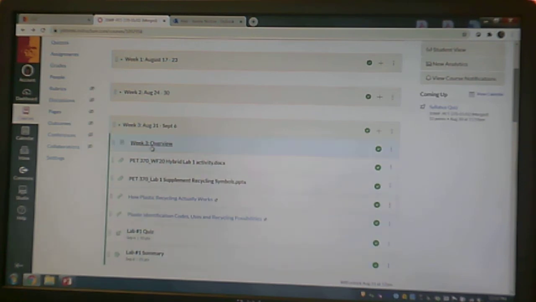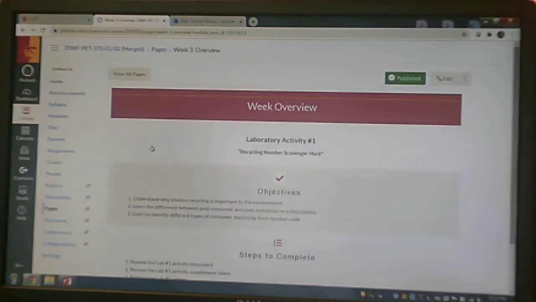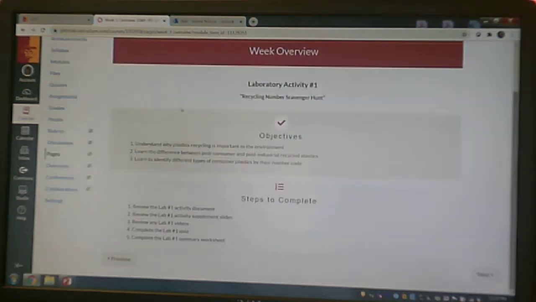lab activity. First, for every lab activity we do, we have the overview. So please take a minute to look at the overview, the objectives, and then the steps to complete before you dive right into the module.